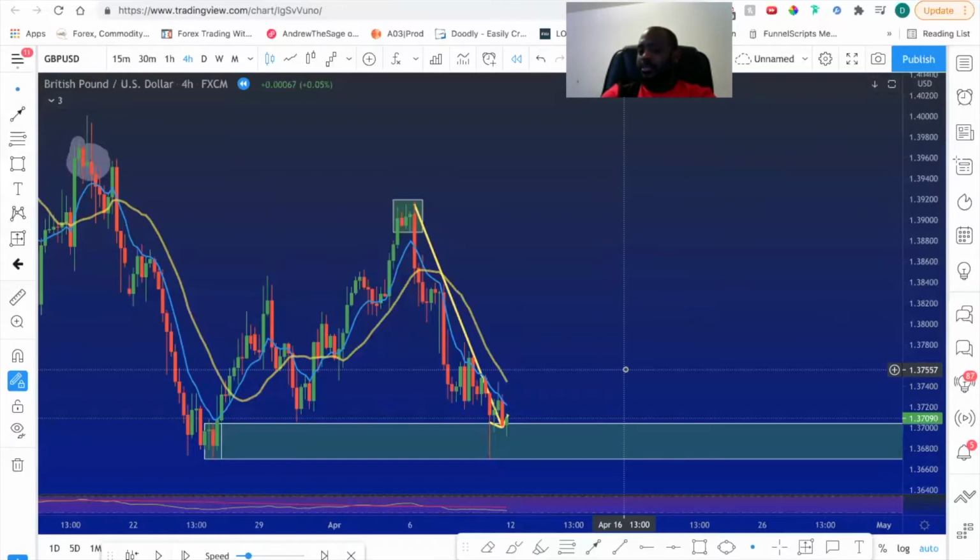If it doesn't close below the candle that made the order block, then you are going up. Boom. All right, cool. So far I think I'm doing right.